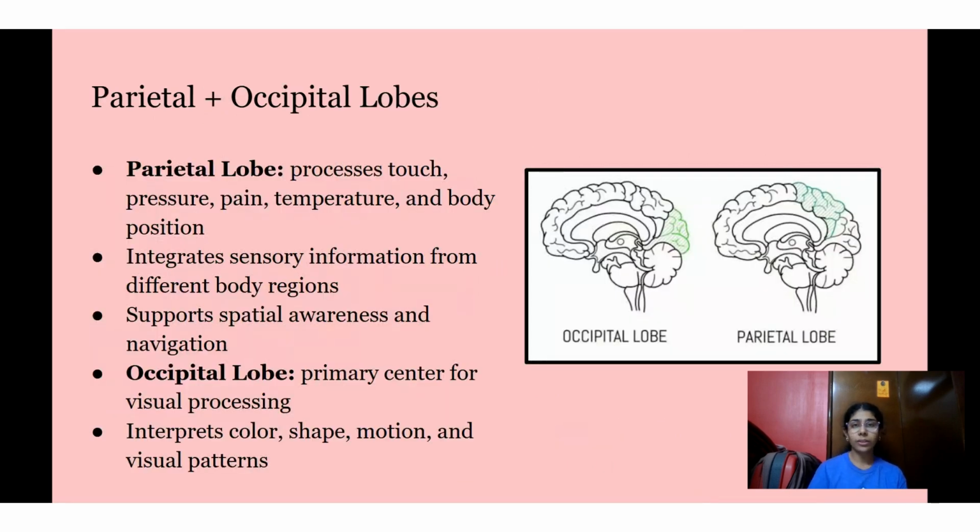Next, we have the parietal and occipital lobes. The parietal lobe processes touch, pressure, pain, temperature, and body position. It integrates sensory information from different bodily regions and supports spatial awareness and navigation. The occipital lobe is the primary center for visual processing. It interprets color, shape, motion, and visual patterns alike.